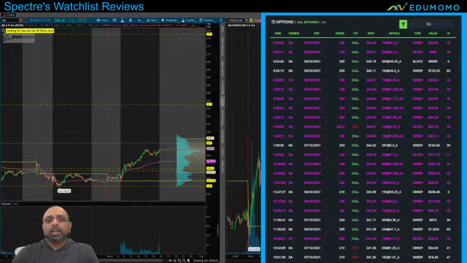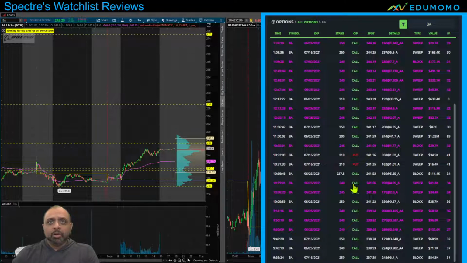You can see here in the option flow, I'm just going to scroll all the way to the morning, and you can see that in the morning they started buying the 250s, 240s, 250s, 240s, and for a good portion of the morning most of the money went into calls. There's a couple that came in around 10:50 for puts, but overall, right in the morning, there's just been buying happening, right?